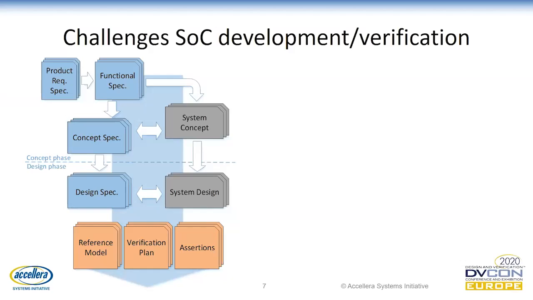But if we switch from the concept phase to the design phase, as we call it, we need more detailed information. We want to implement our system, so we need more and more detailed information about the implementation, the modules, and the connectivity. We have to describe all of this in the design specification and have to be sure that the implemented system design and the design specification are consistent.